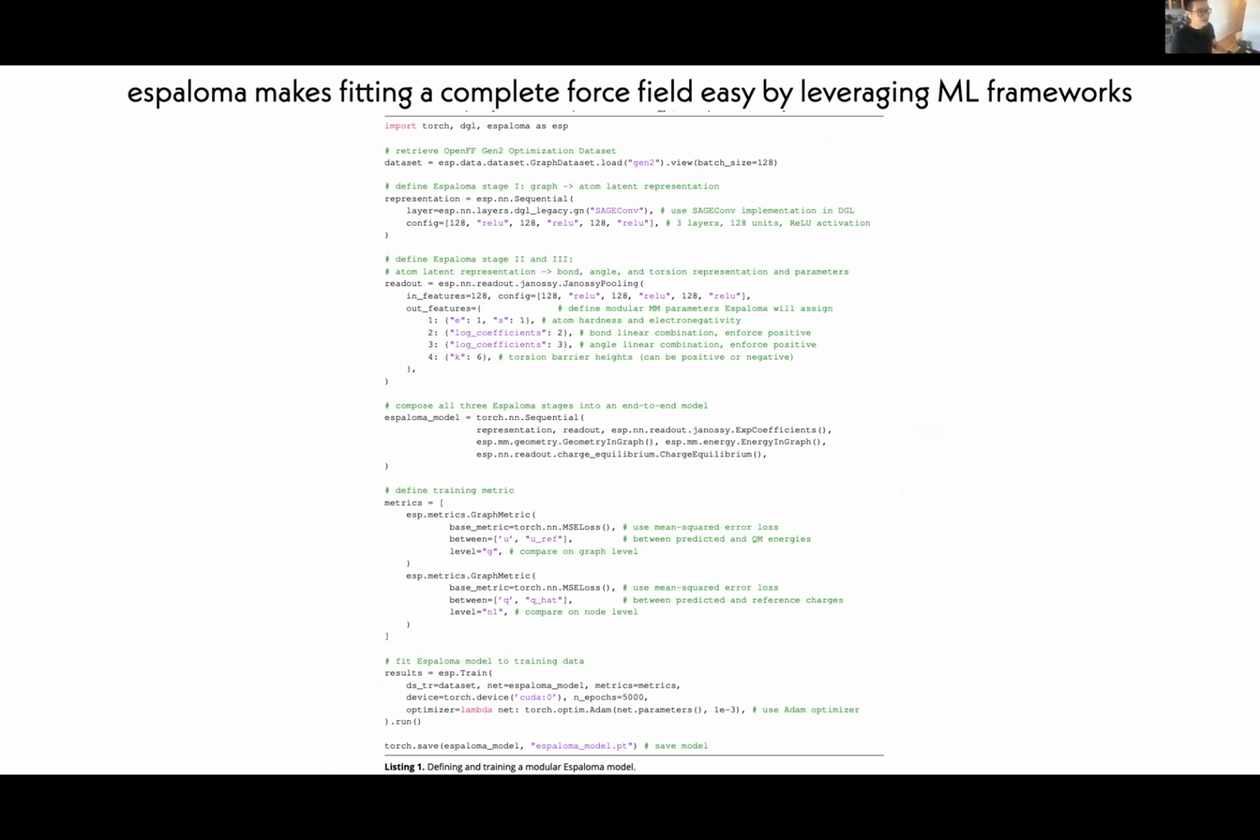And it's worth mentioning that it is all very modular. If you take a brief look at it, what the code basically does is that you grab a dataset, define some representation regarding the atoms itself, and then define some sort of pooling to come up with the bond, angle, and torsion parameters. Afterwards, you specify the metrics. So here we are fitting on the U and U_ref, which are the predicted and reference energy on the graph level, and we're also minimizing Q and Q_ref, which are the predicted and reference charges, on the node level. So after you have all of these metrics, you just throw them together in a utility script, and we'll just train for a certain number of epochs, and you just have this model.